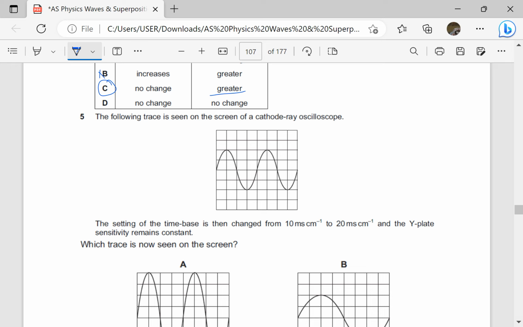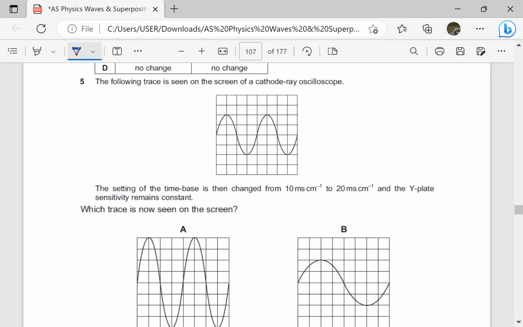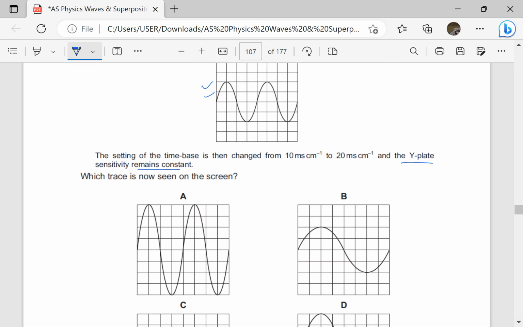The following trace is seen on the screen of a CRO. The setting of the time base is then changed from 10 milliseconds per centimeter to 20 milliseconds per centimeter, and the Y plate sensitivity remains the same. If the Y plate sensitivity remains the same, it means the amplitude is going to remain the same. So what trace is shown?